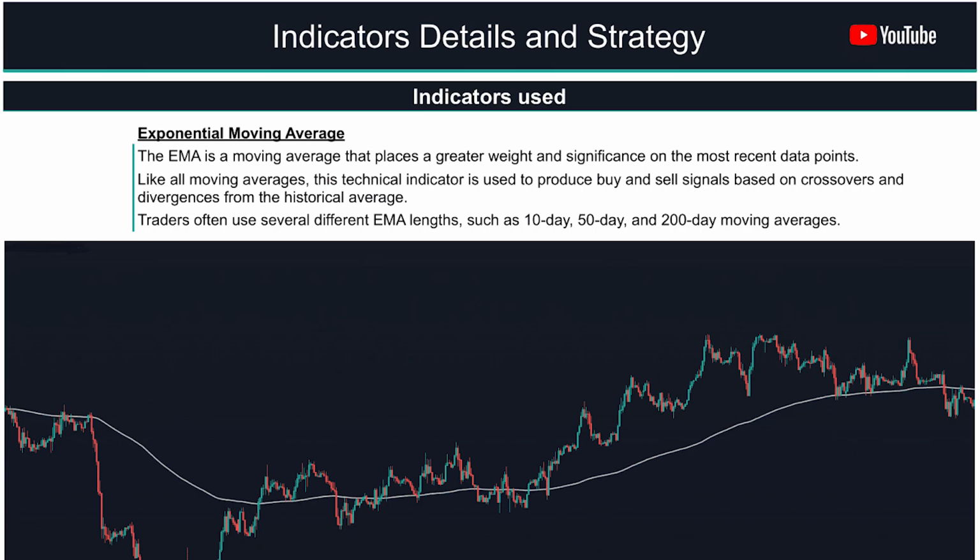So the exponential moving average is a sort of moving average that gives the most recent data points more weight and relevance. The exponentially weighted moving average is another name for the exponential moving average. The EMA reacts more strongly to recent price movements than a simple moving average, which gives all of the observations in the period identical weight.